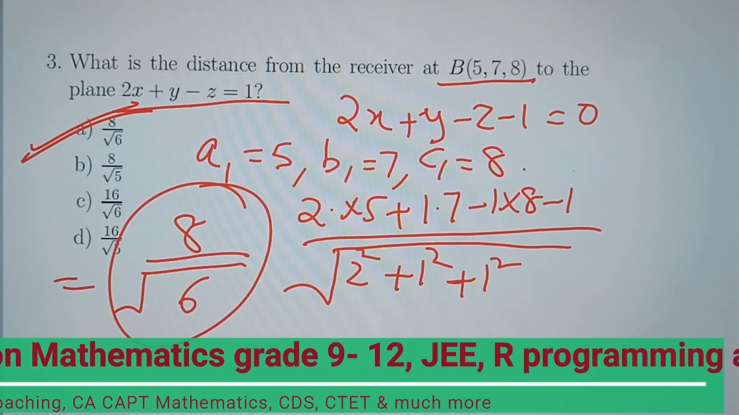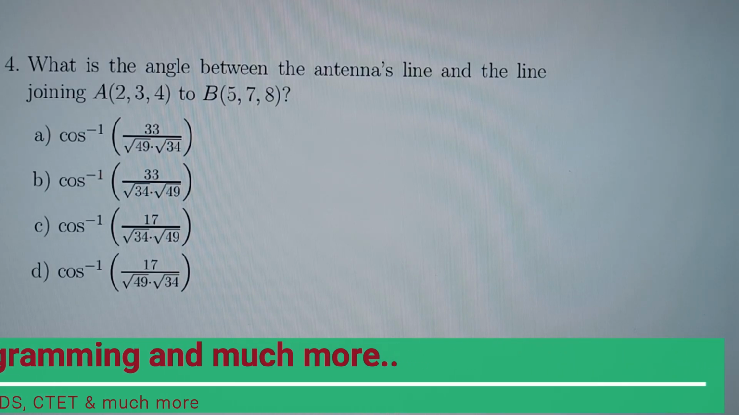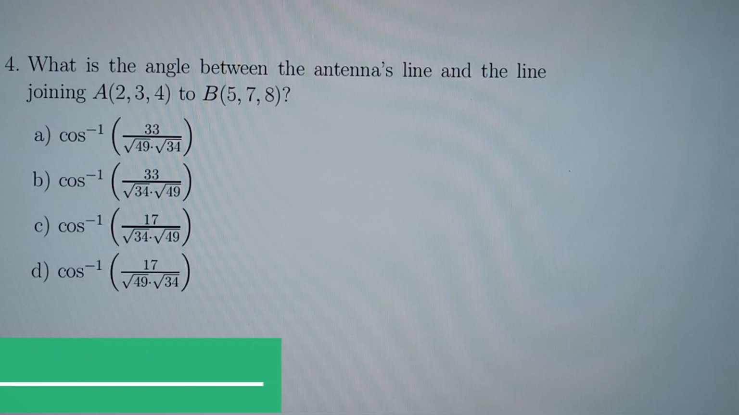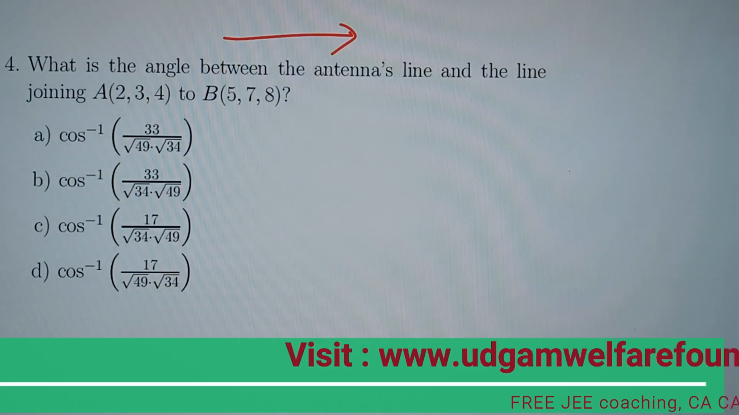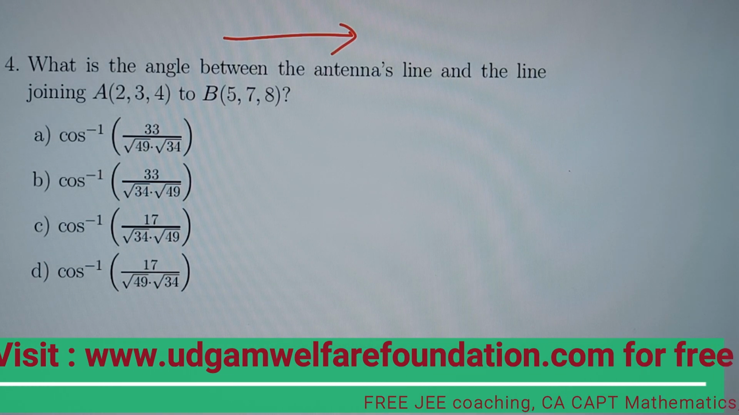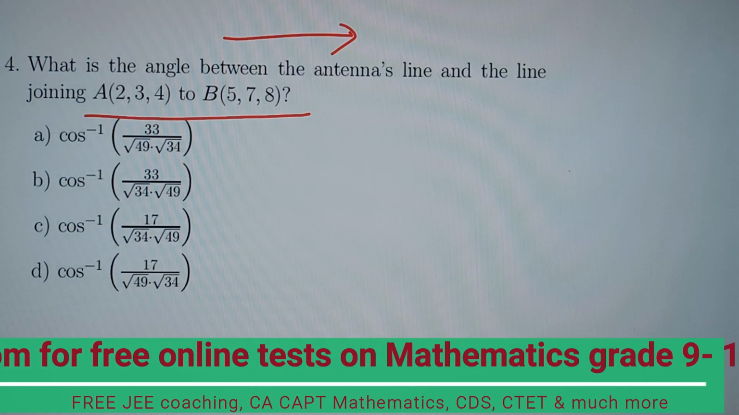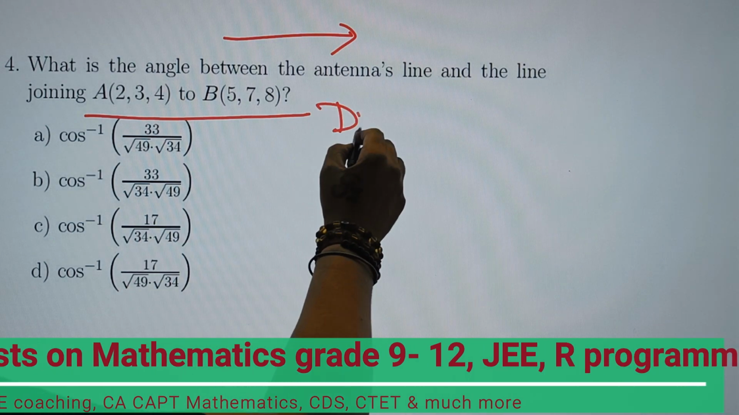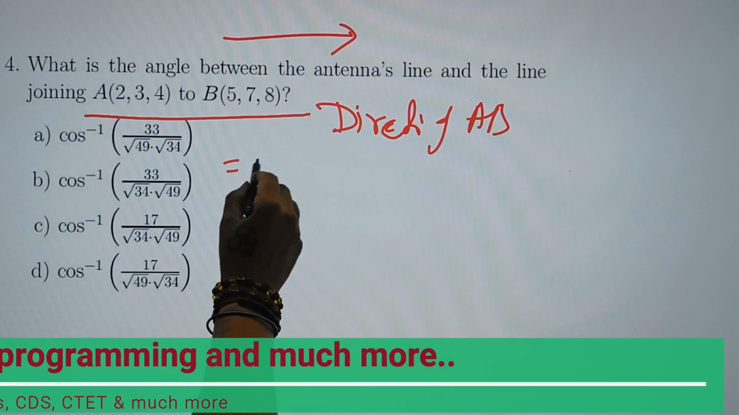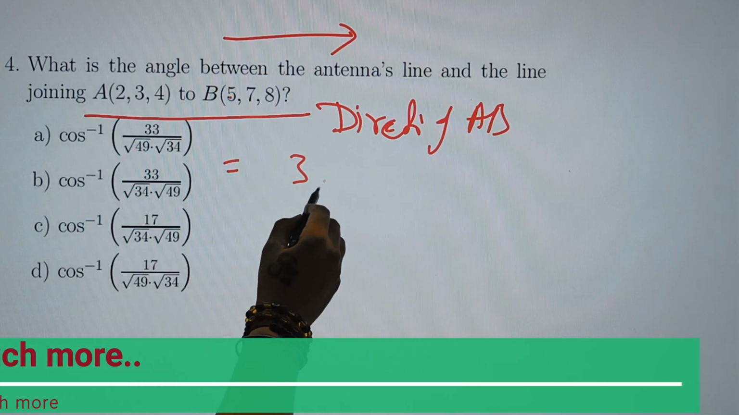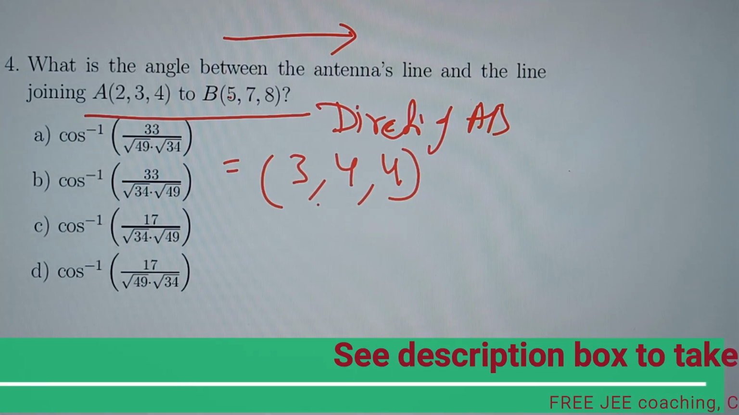Now let's move towards question number 4. So students, here comes our question number 4, which states: what is the angle between the antenna's line and the line joining points A and B? So first we have to find the direction of AB, which is equal to 5 minus 2 is 3, 7 minus 3 is 4, 8 minus 4 is 4. So this is your direction of AB.